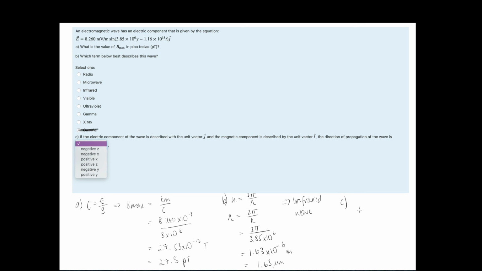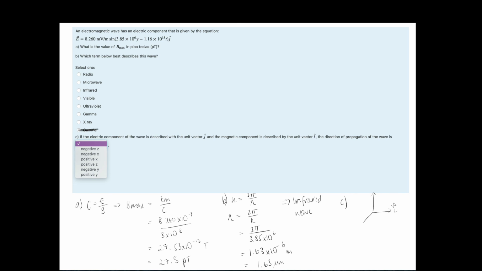And part C, if the electric component of the wave is described by the unit vector j and the magnetic component is described by the unit vector i, what is the direction of propagation of the wave? So remember, we do E cross B to work out the direction.